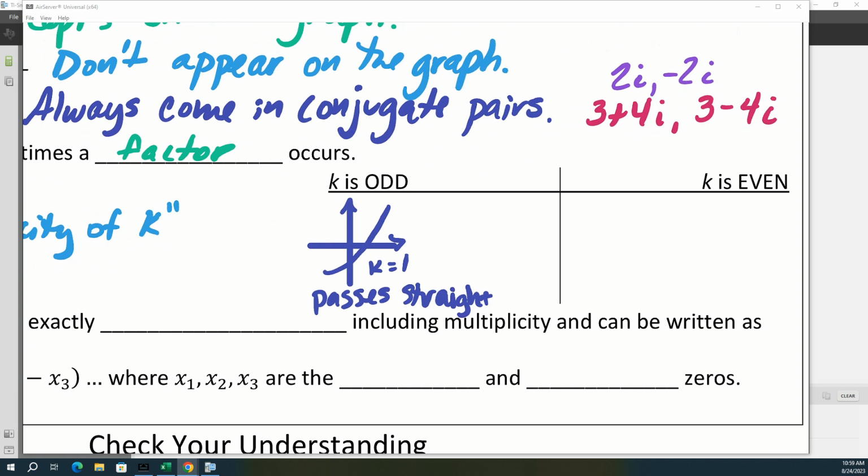I definitely did not give myself enough room. All right, now I'm going to draw one. It still crosses, but as it crosses, it bends. And that's whenever there's going to be a multiplicity of 3. So these are definitely the odd multiplicity. We're definitely crossing the x-axis.